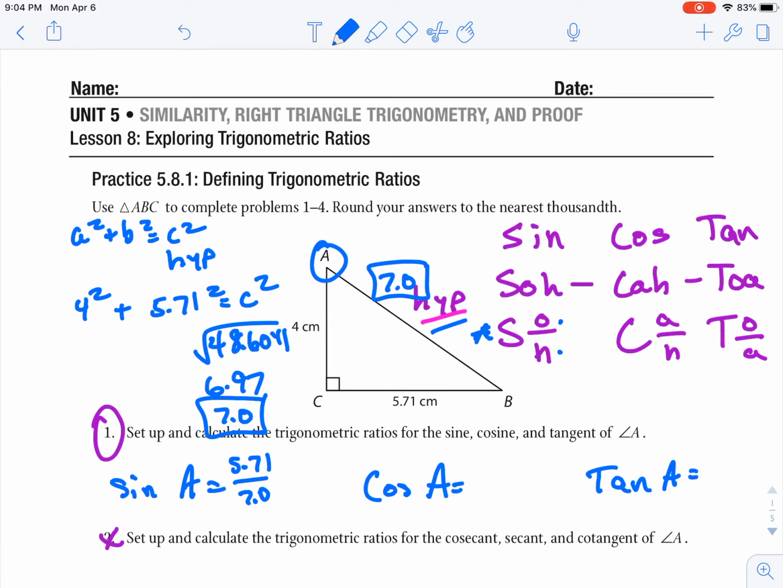All right. So this technically says 10,000. So 10th, 100th, 1000th, 10,000, 4 decimals. Okay. So 0.8157. Okay. All right. Cosine of A.